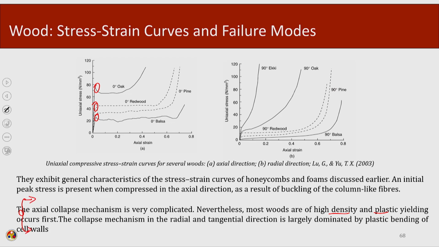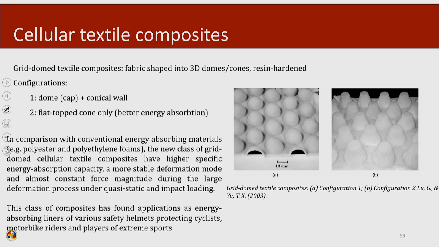Moving ahead, now we come to the cellular textiles or composites. Cellular textile composites are regular grid domed textile composites, fabrically woven into a 3D dome structure, cone structure or a hardened type of structure. It can be a dome and conical wall structure, or a flat topped cone structure. These are the different configurations of cellular textiles.